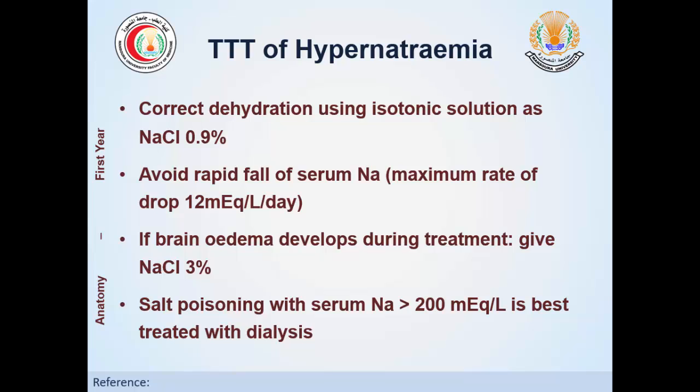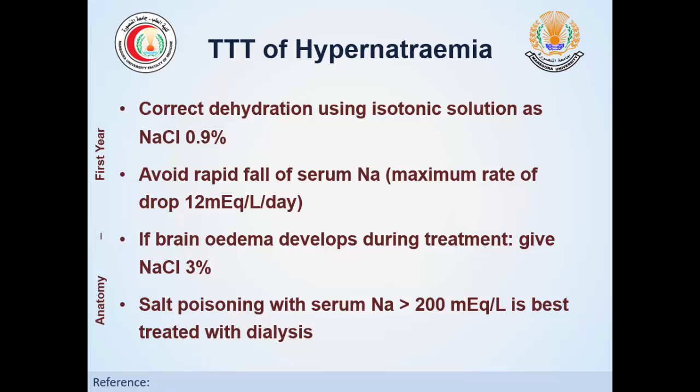Treatment of hypernatremia: correct dehydration using isotonic solution, sodium chloride 0.9%. Avoid rapid fall of serum sodium. The maximum rate of drop is 12 milliequivalent per liter per day. It's very important to know the maximum rate of drop, because when I lower the sodium I lower it gradually, not suddenly, because if I lower it suddenly the brain edema will develop during treatment.